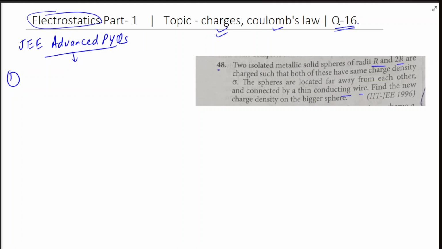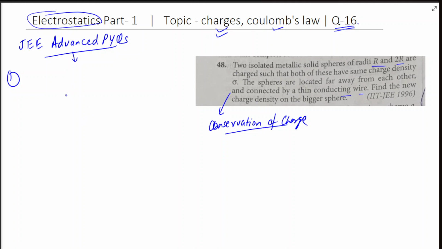So this question is primarily based on potential difference, right? But there is a concept called conservation of charge which is also used here. So that is why we are discussing this question.